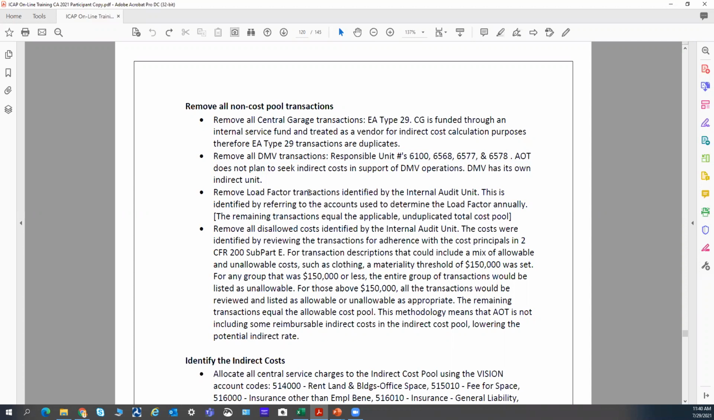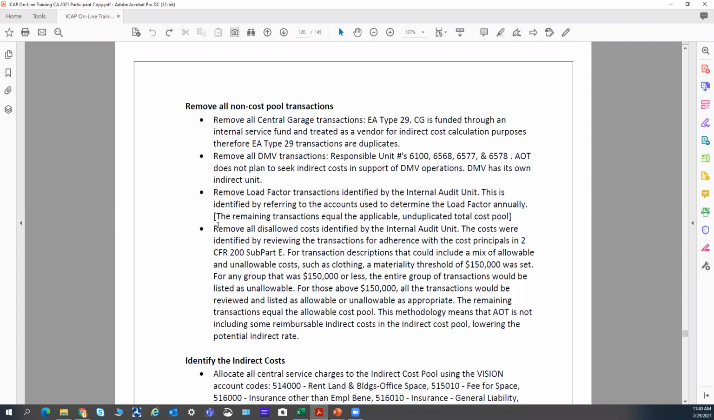So they've done a narrative here that matches their workbook, that we can bounce back to and say, hey, what is that EA type 29? Oh, that's centralized garage. So when I'm looking at direct salaries and wages, when I'm looking at indirect cost pools, if I go over to the EA column, I shouldn't find any 29s. That's straight out of their finance system, and they're telling us how they're doing that.